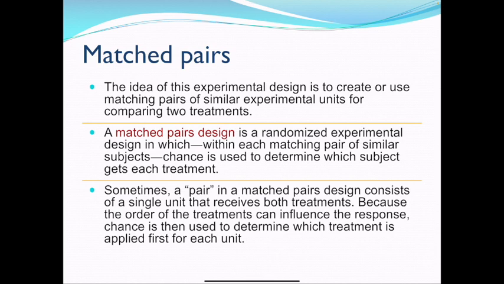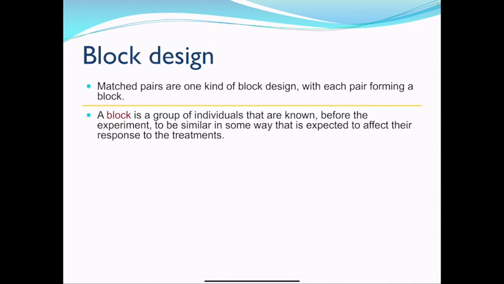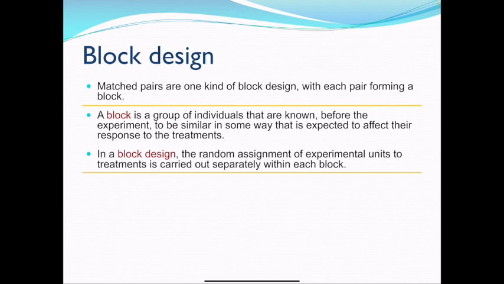There's also block design when it comes to experiments. So these matched pairs are one kind of block design. Each pair would form a block. And a block is a group of individuals that are known before the experiment to be similar in some way that is expected to affect their response to treatment, right? So again, controlling for outside variables. In block design, the random assignment of experimental units to treatments is carried out separately within each block.